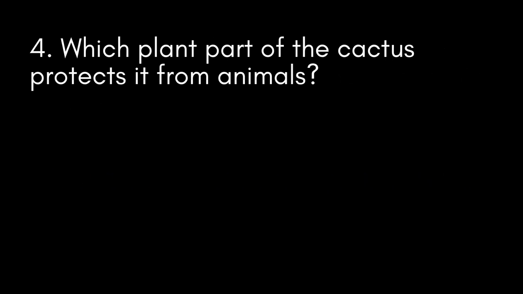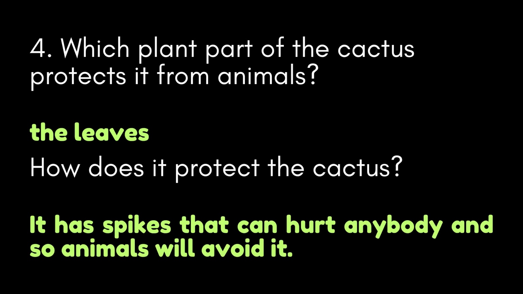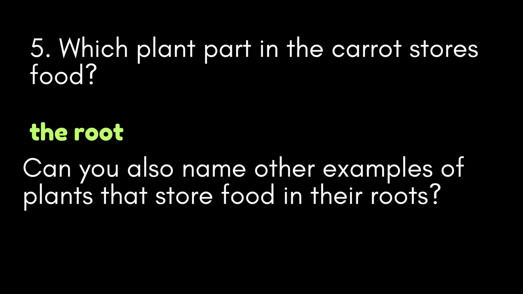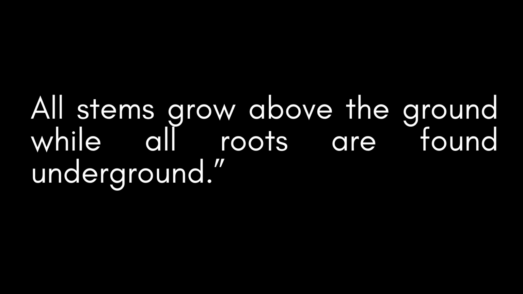4. Which plant part of the cactus protects it from animals? The leaves. How does it protect the cactus? It has spikes that can hurt anybody, so animals will avoid it. 5. Which plant part in the carrot stores food? The roots. Can you also name other examples of plants that store food in their roots? Radish. All stems grow above the ground while all roots are found underground.